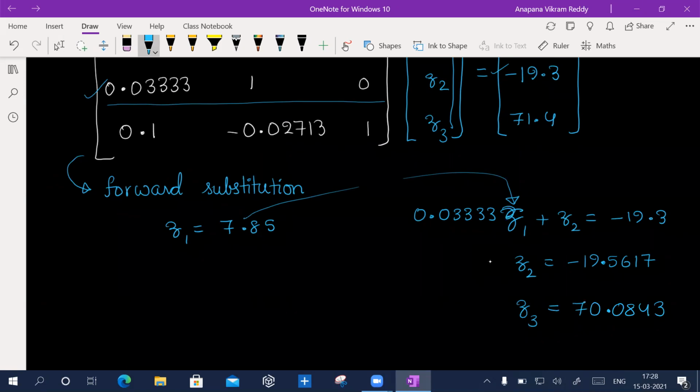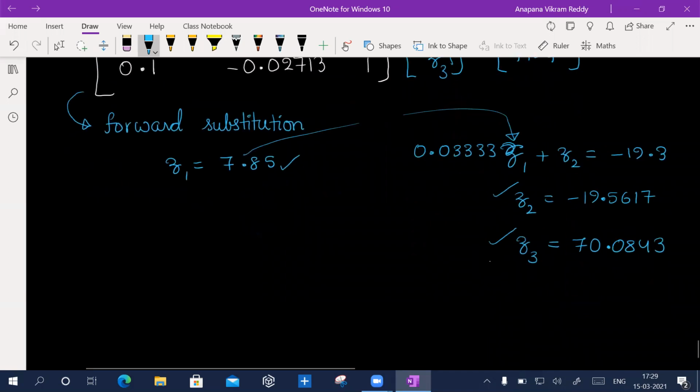Please confirm this once. So Z3 is 70.0843. Correct me if I'm wrong. That's it. So Z1, Z2, Z3 you have. Just to verify and tell me. Yes, sir, correct, sir. Thank you. So Z3 is this.